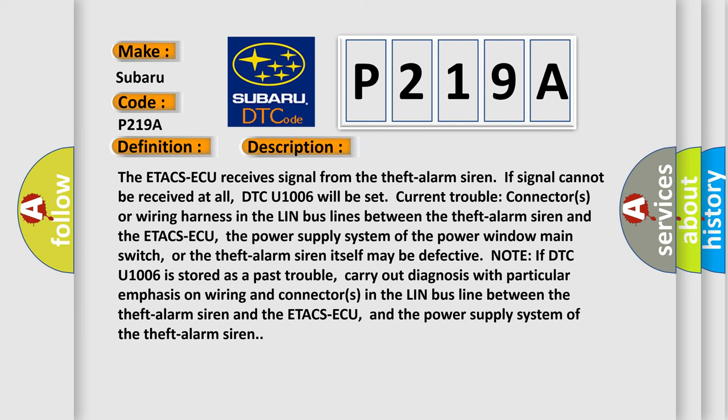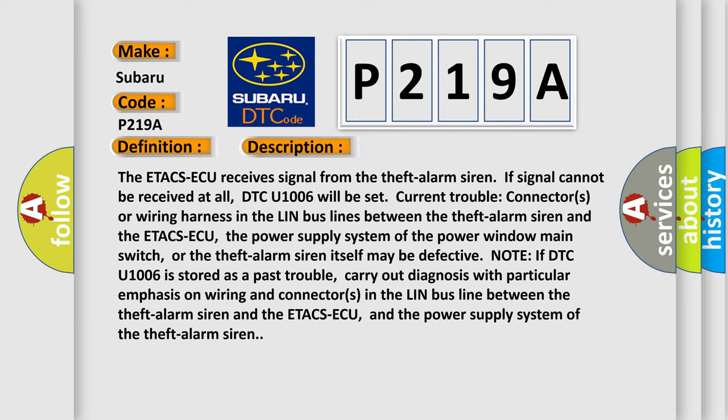The ETACS-ECU receives a signal from the theft alarm siren. If the signal cannot be received at all, DTC U1006 will be set. Current trouble in connectors or the wiring harness in the LIN bus lines between the theft alarm siren and the ETACS-ECU, the power supply system of the power window main switch, or the theft alarm siren itself may be defective.